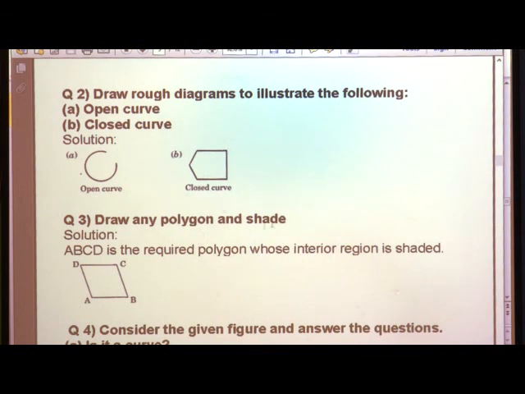Draw any polygon and shade. You have to draw any polygon and you have to shade it. So, here we have drawn a polygon. Instead of this you can draw a square, a rectangle, a triangle or pentagon, hexagon, anything. So, it is a polygon which has a number of line segments. So, ABCD is the required polygon whose interior region is shaded. This is the polygon named ABCD, and the interior region of it is shaded.